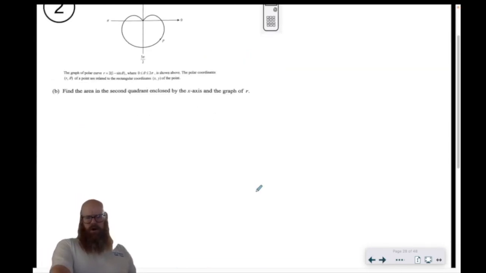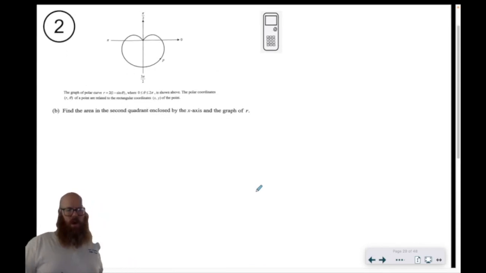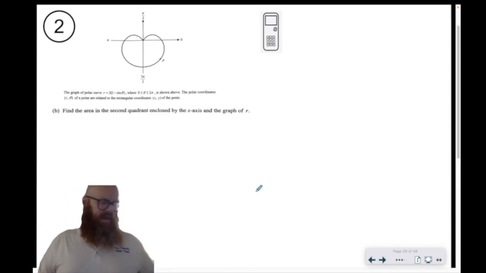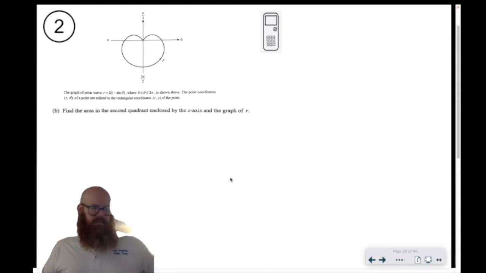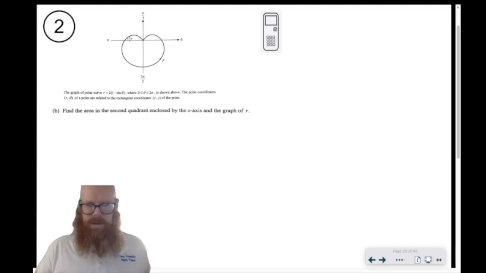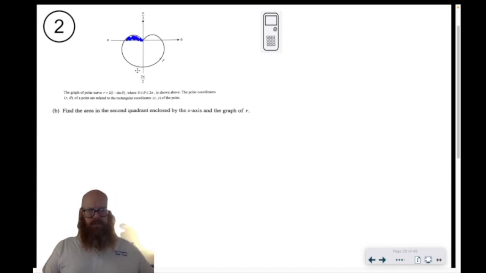All right, moving on to 2b. We want to find the area of the second quadrant part, the area in the second quadrant enclosed by the x-axis. So that is this little area here. And again, our function is r equals 2 minus 2 sine theta.